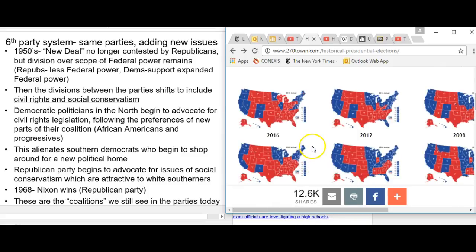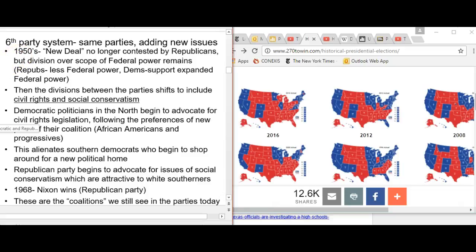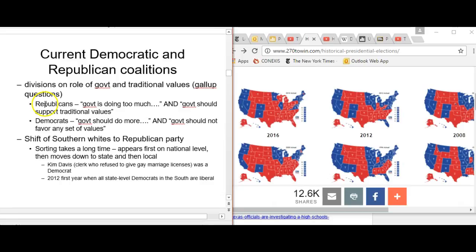And so this is one of the important shifts in this last six-party system, this new coalition based on issues of traditional values. So if you remember, we talked earlier about the Gallup chart, or the division between the role of government and traditional values, where Republicans are the ones wanting to say that government is doing too much, it should be left to individuals and businesses, and the Democrats are wanting to say the government should do more.